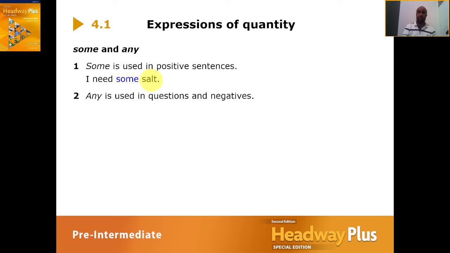Here you notice salt is uncountable. Okay, let's look at another example. Actually, I'll tell you about another example later. But here we can say I need some salt. Now, some is like a little amount. We're not talking about a lot. It's not a lot. Okay, and any, by the way, we always use with questions and negatives.